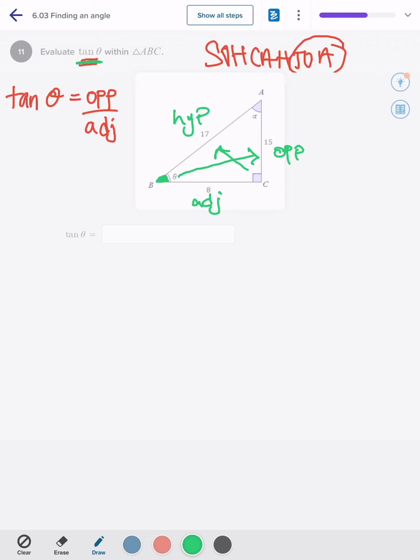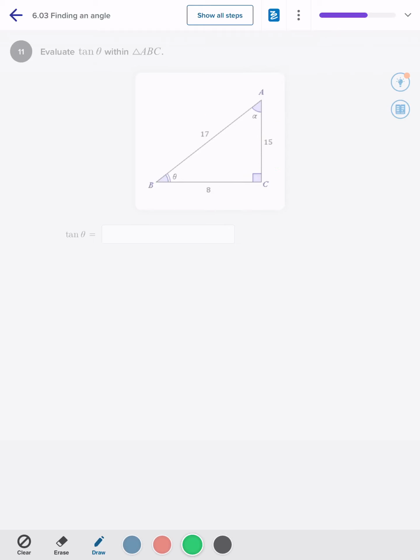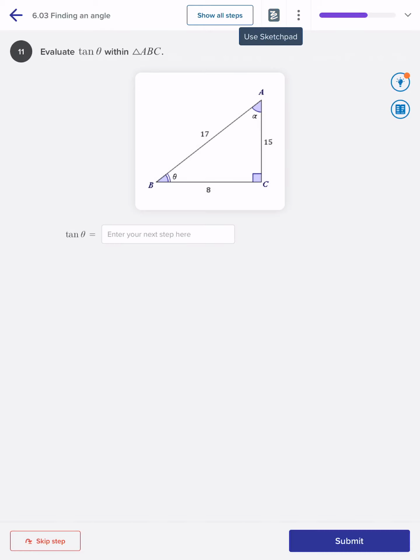Now which sides are we interested in? We're interested in the opposite side and the adjacent side because the ratio tan theta equals opposite over adjacent. That's why we are interested in these two sides. Now, tan theta equals, the opposite is 15 over the adjacent, which is 8. So tan theta equals 15 over 8. Let's write this down.